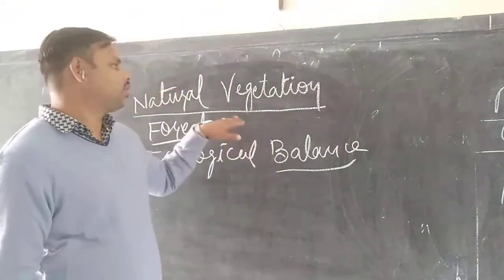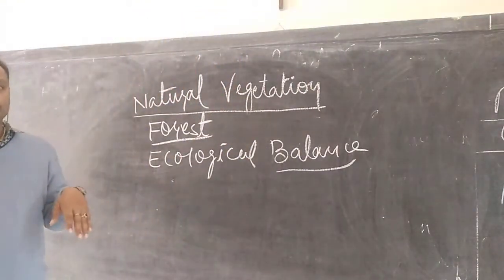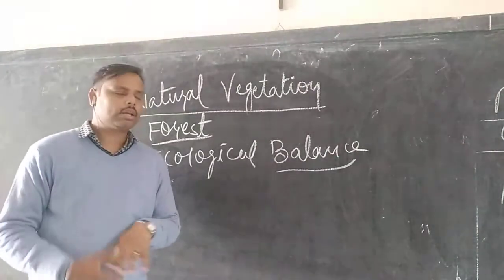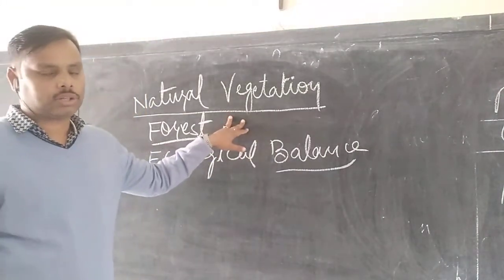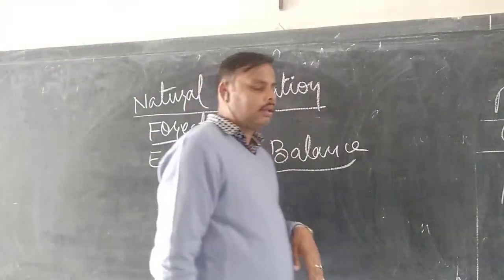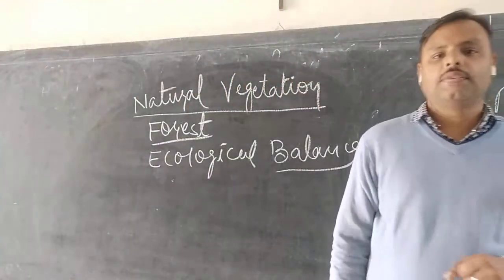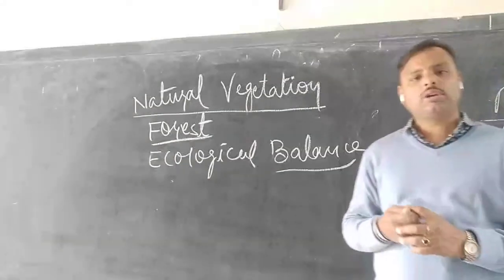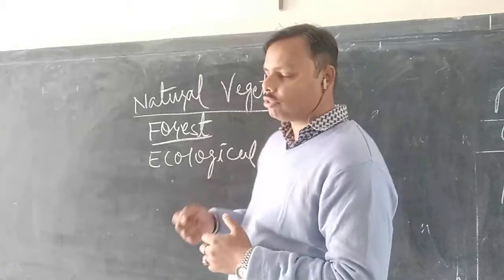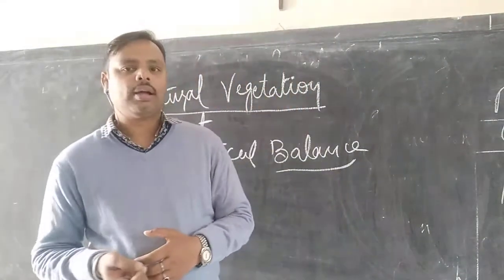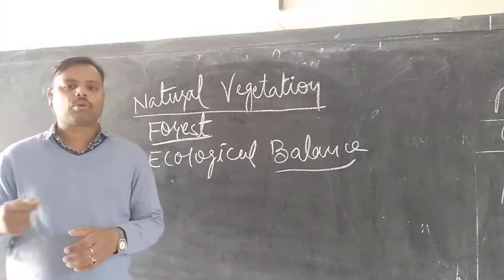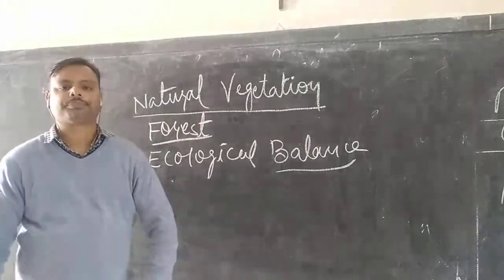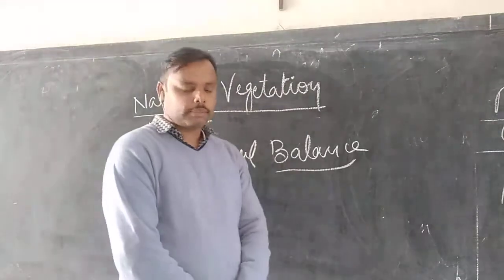So natural vegetation here means the plants or the trees which grow on their own without any human effort. I repeat, the plants and the trees which grow on their own is called natural vegetation. No human effort is made for the growth and development of the particular trees or plants, but they grow on their own. That is called natural vegetation.